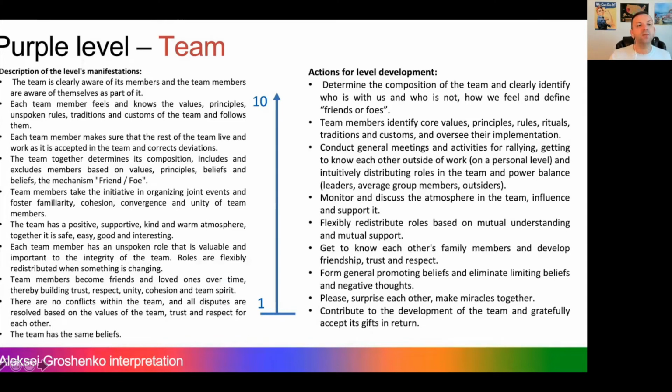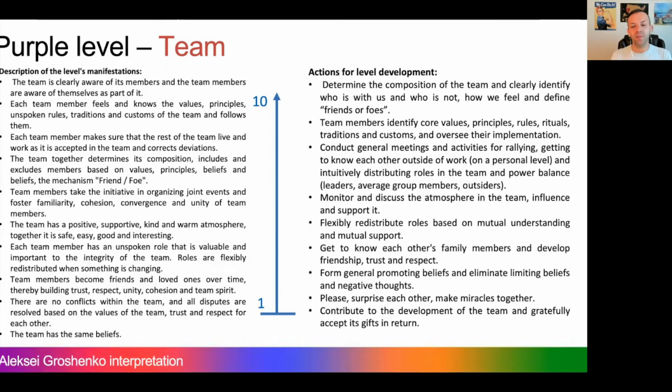The team together determines its composition, includes and excludes members based on values, principles, and beliefs. Sorry for repeating. It's about the friend or foe mechanism. So what does it mean? It means that the group has to learn how to identify who is close to us, who is not, who shares our common values, principles, rules, traditions, rituals, or not. And sometimes, and it happens in the business field, the group has to exclude or eliminate some of these group members, and it will be better. And the same goes for welcoming new team members, right? The same mechanism. So we should feel again, the main word for purple level, right?